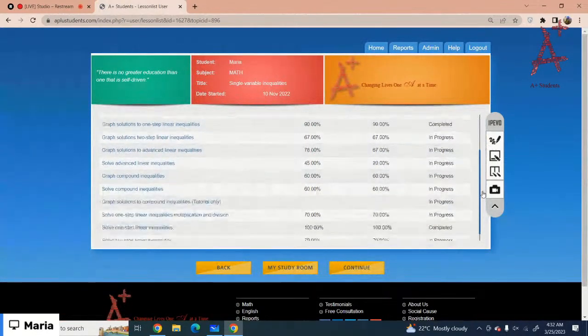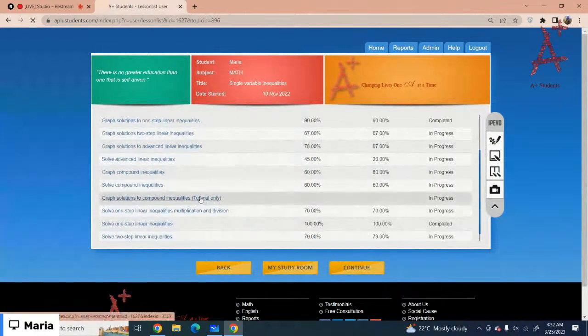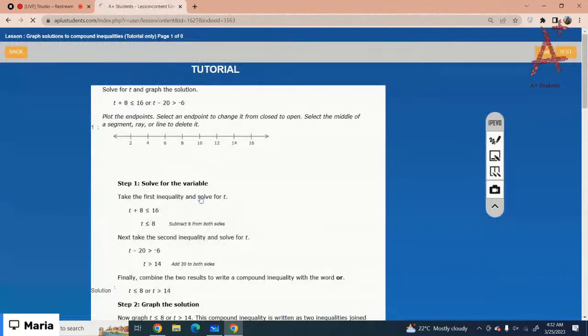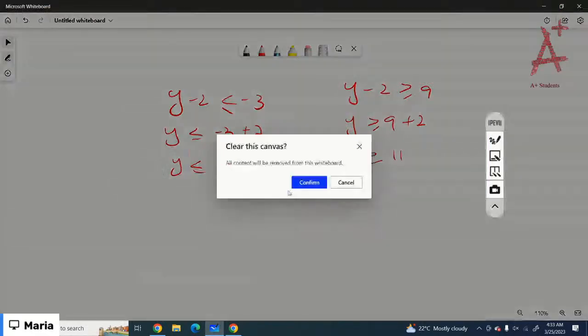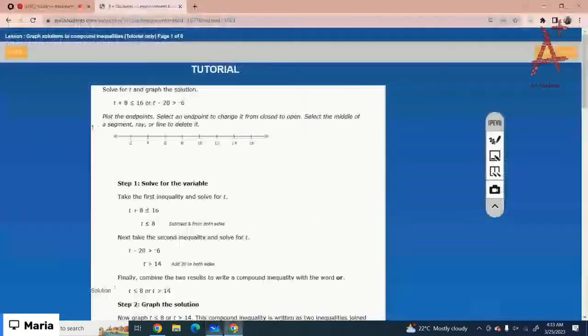The next lesson is graph solutions to the compound inequality. Now we're going to learn how to graph the solutions of the inequality. Let's start with the first example: t plus 8 is less than or equal to 16 or t minus 20 is greater than negative 6. First we have to solve the inequality like we did in the last lesson. Let's solve the inequality on the board, then we'll graph them.